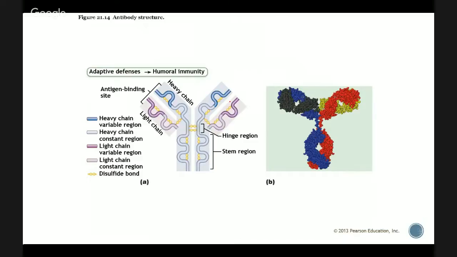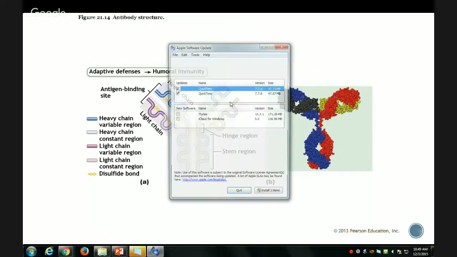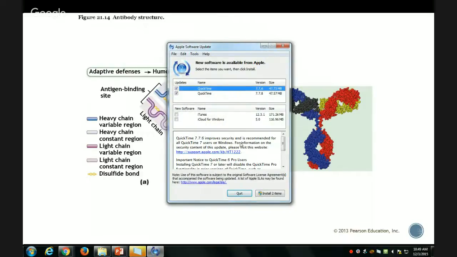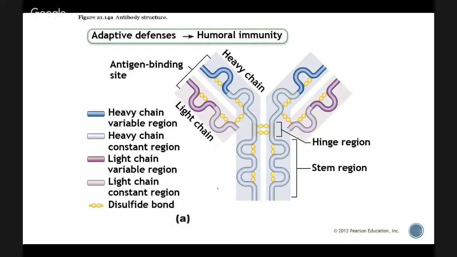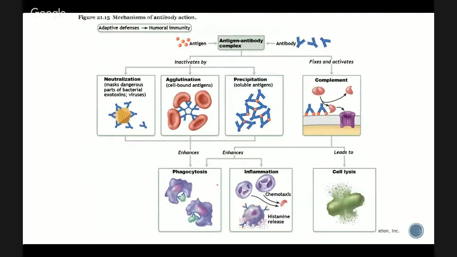So antibodies come in different varieties, but all the antibodies are common in that they have an antigen binding site, which you see here on the left side. We have an antigen binding site here and here. You can see that we have a heavy chain and a light chain, and they're held together by these disulfide bonds. So all antibodies have these common characteristics, but they come in different varieties. But this is what the antibodies do.